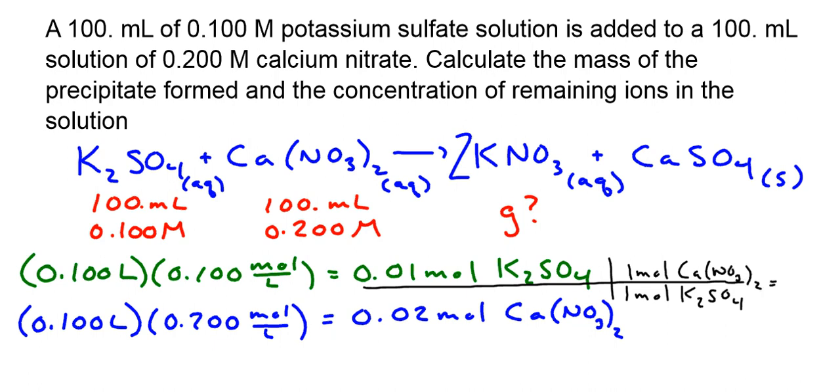And as it says, you're going to need that much. Well, I have more than that, right? I have more than 0.01, so that's excess. So this becomes my limiting reactant, right? K2SO4 is my limiting reactant.